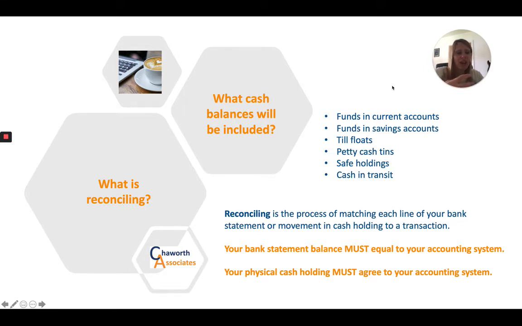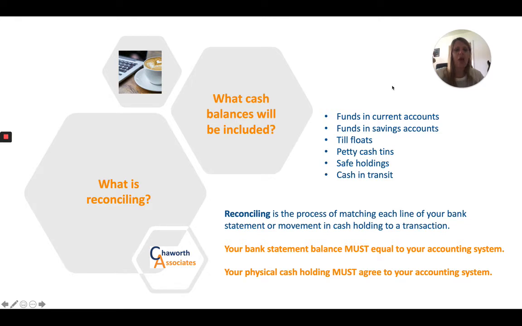So when we say reconcile, not only do you have to reconcile bank accounts, but I've also put movements in cash holding. So your petty cash tin, for example, you might have £200 at the start of the month and £150 at the end. Where's that difference gone? What have you spent that money on? It could be that somebody added some money and then you've taken some more out, so there could be ins and outs. Reconciling is the process of going through each of these transactions, either in your bank account or in your physical cash holding, and making sure that you've recorded each of them.